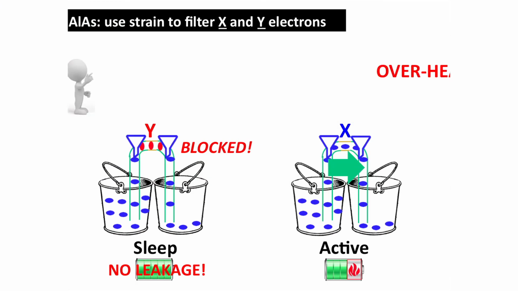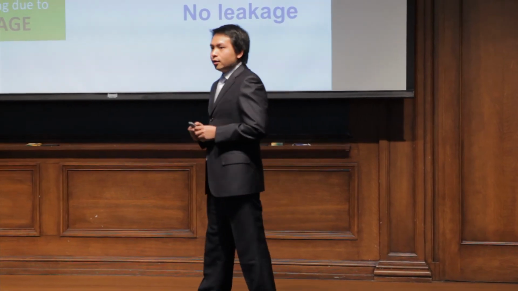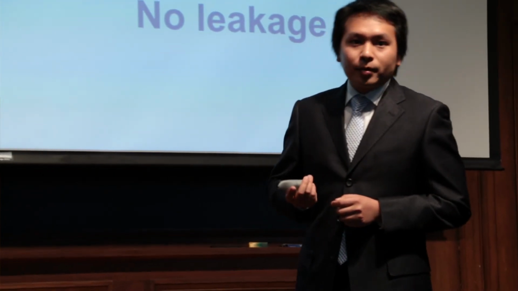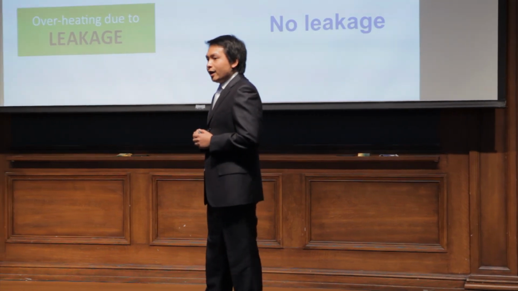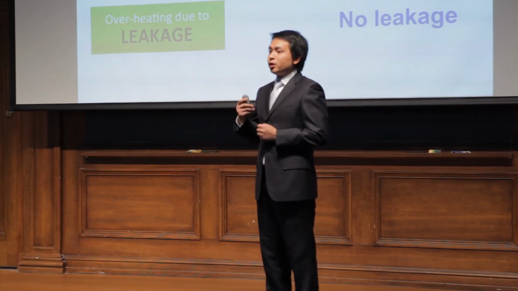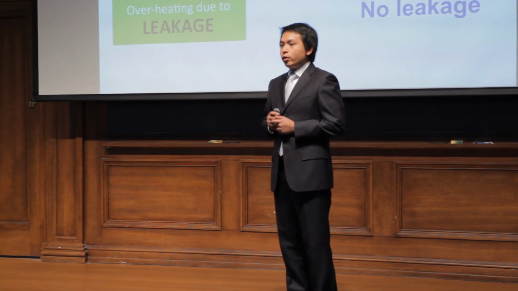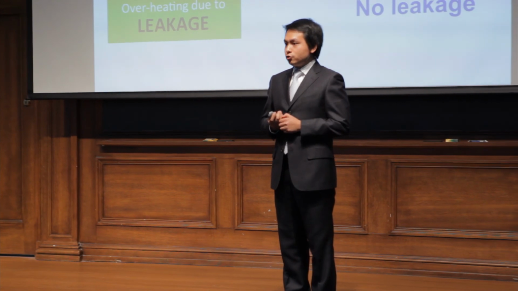And we know that leakage current creates extra heat. And since now we get rid of the leakage current, we can reduce the overheating. So we learned that your phone is on fire because leakage current generates extra heat and causes overheating. And by using the two types of electrons in aluminum arsenide, which can be controlled via strain, we hope that our new design of electronics can be one of the solutions for the future.